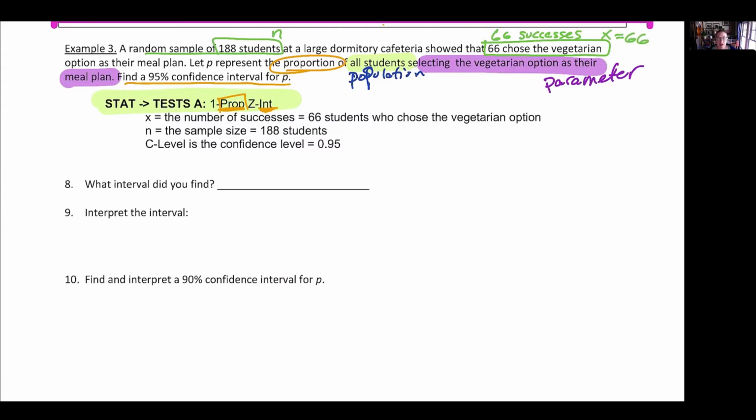Okay, so we're going to put this in our calculator. And all we're going to need to know is these 3 things, and our calculator will spit out the confidence interval for us. Okay, the confidence level is 0.95 because I'm told 95%. X is 66 and N is 188.